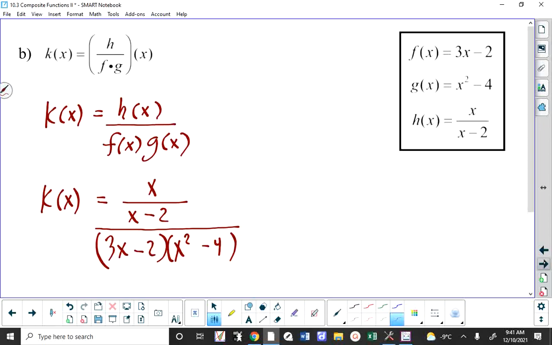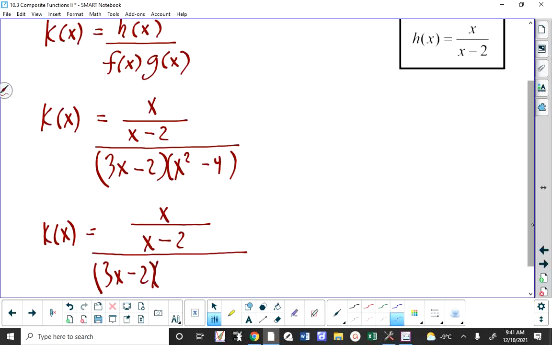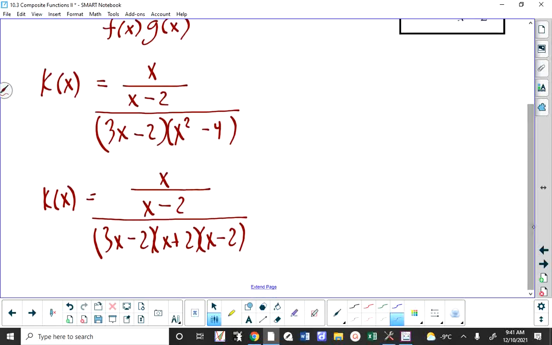You never multiply stuff out in a rational expression before you try to simplify it. You always factor things. Now, there's two things that need to be done. One of them is factoring, which I'm going to do first, and then I'll tell you about the other one. I get k of x equals, in the numerator I have x over x minus 2, and then in the denominator I have 3x minus 2 times x plus 2 times x minus 2. So that's the first thing that really ought to be done, is factor everything.